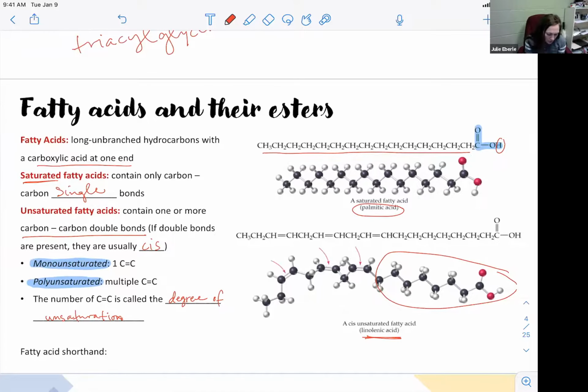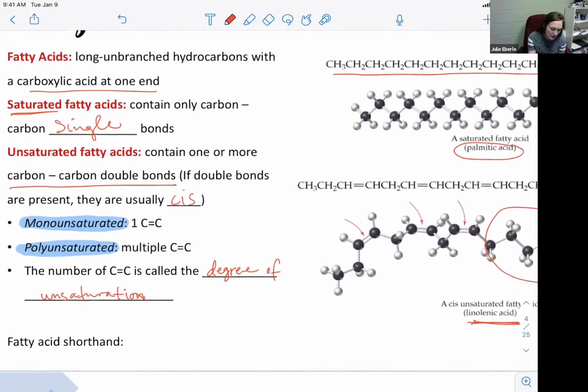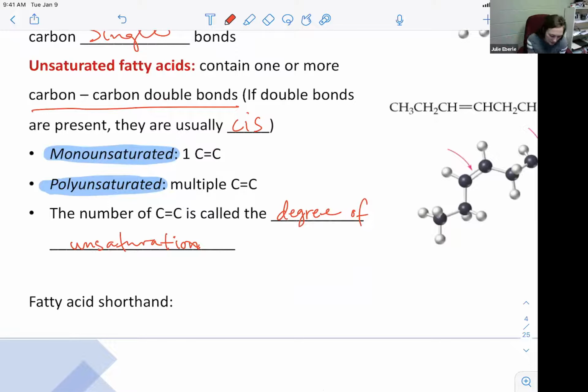Because fatty acids can be really, really long, and we don't want to draw out the Lewis structure of these, my goodness, that would take forever. We have a shorthand notation to quickly tell us how many double bonds there are and how many carbons there are in a fatty acid. The shorthand notation, you'll see this on a table down below, looks like this. We draw a C for the number of carbons. We write the number right afterwards.